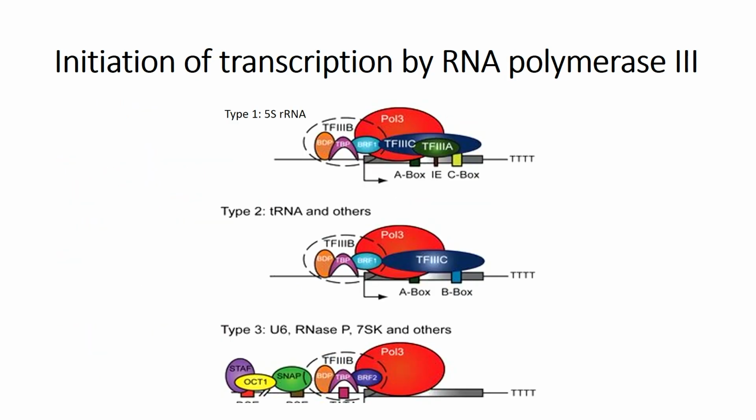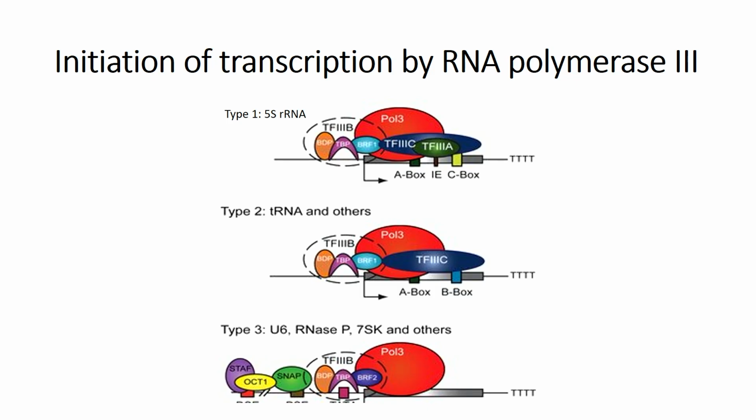Now, initiation of transcription by RNA polymerase III. I did say that there are different RNAs that are transcribed. There has to be 5S rRNA, there are tRNAs, there are many other small RNAs.